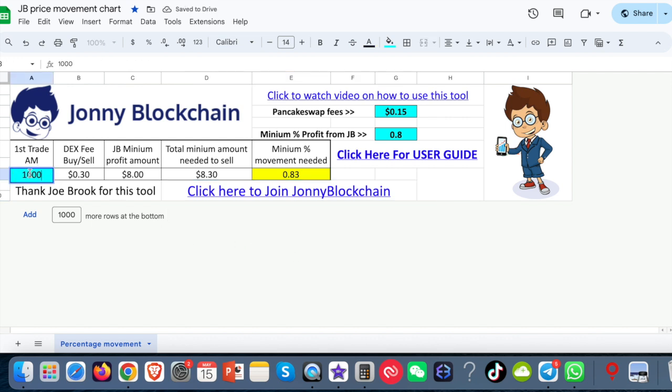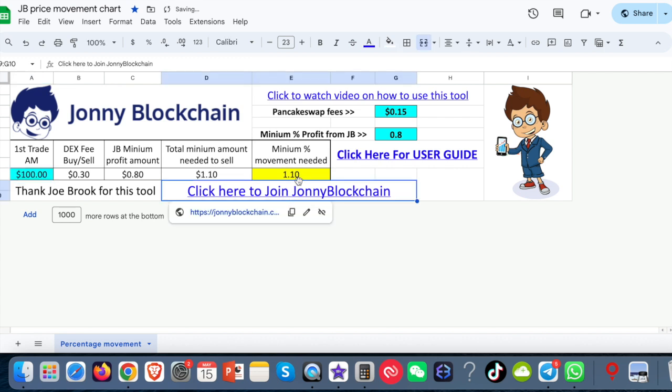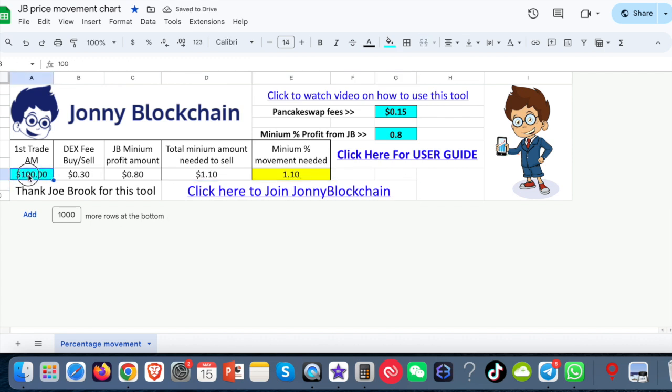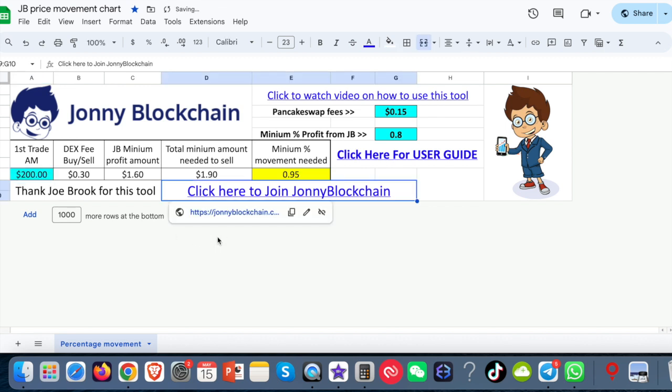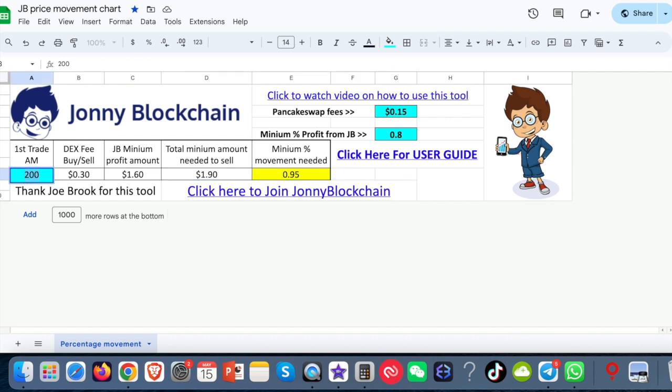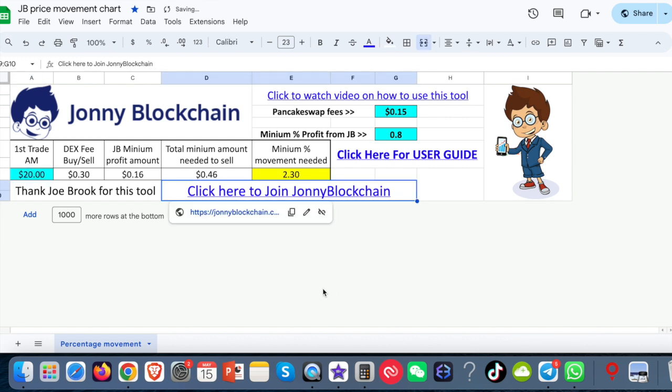So let's just go back down to 100, see what that's like. So look, 1.1% for $100, and then if I'm trading $200, 0.95%. So if you're trading with $20, the price has got to move up by at least 2.3% for you to make a profit, because it must take into account the trading fees.